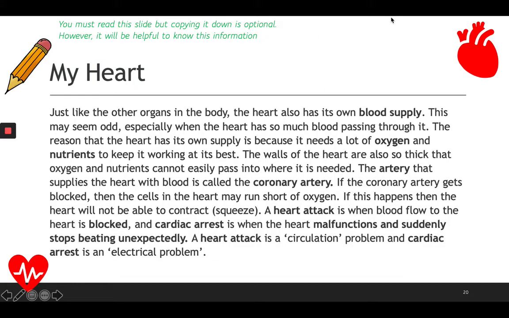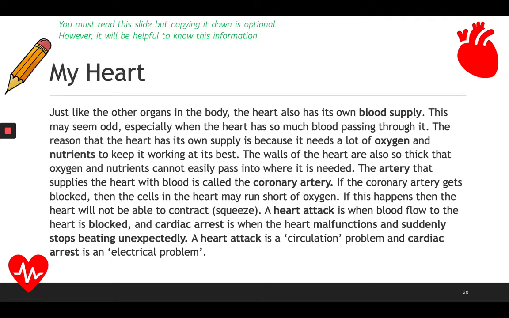Okay, so this slide here is optional. You don't need to copy it down, but it might be quite helpful for you. So, just like other organs in the body, the heart also has its own blood supply. Now, this might seem a little bit odd. You're thinking, well, there's blood going through it the full time. But if we look here, it says the reason that the heart has its own supply is because it needs a lot of oxygen and nutrients to keep it working at its best.